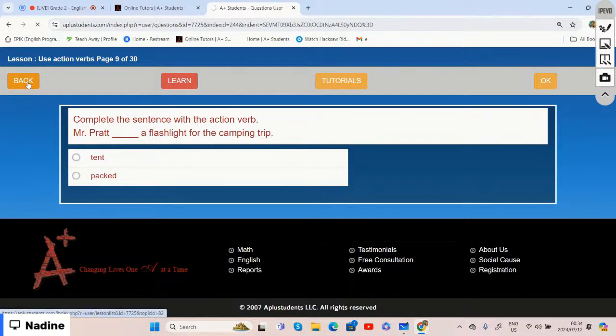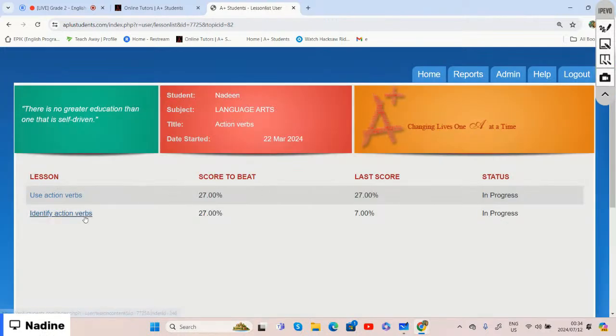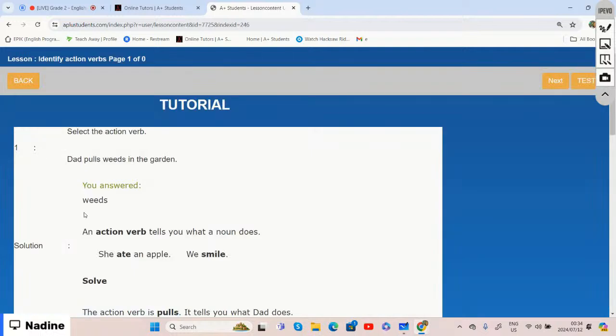All right, so well done. Now we're going to identify action verbs. And remember, we said an action verb tells you what a noun does. And the noun is people, animals, things. Which means that an action verb tells you what the people do, what animals do, or what the things do, right? So we need to identify that.